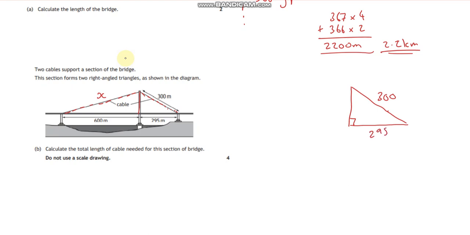So if I do Pythagoras, I'll call that h. So h squared is 300 squared, take away 295 squared. It's a Pythagoras takeaway because I've got the longest side. The longest side is always opposite the right angle, so I'm doing a takeaway. So h is going to come out as, we'll call that 54.5.